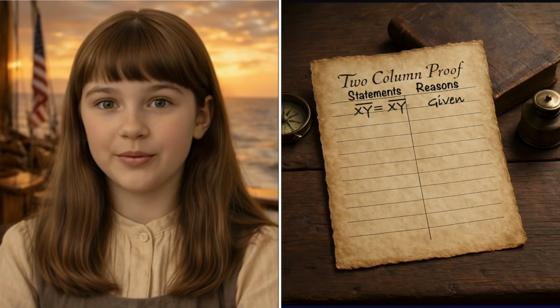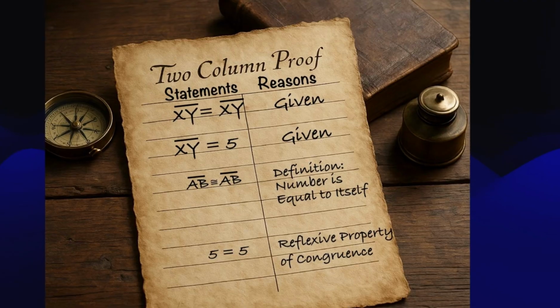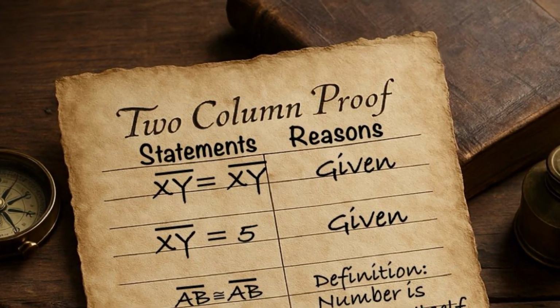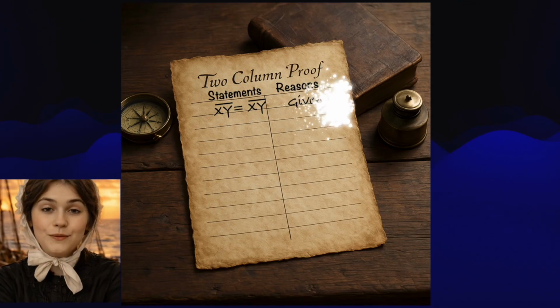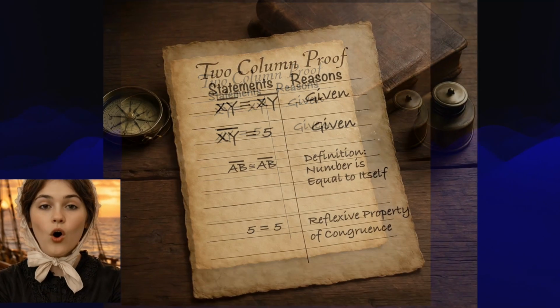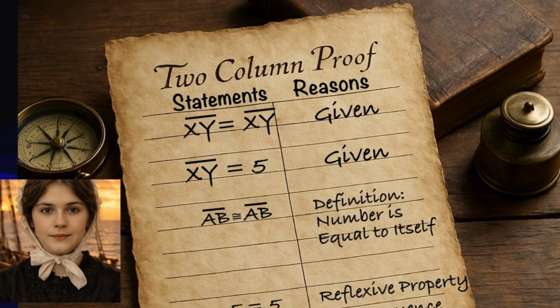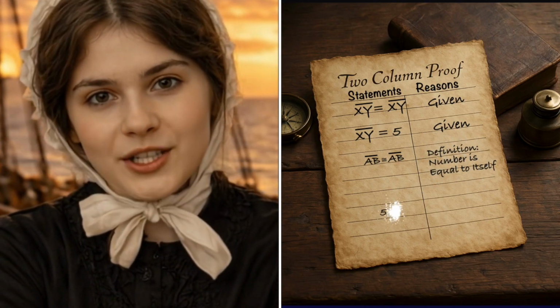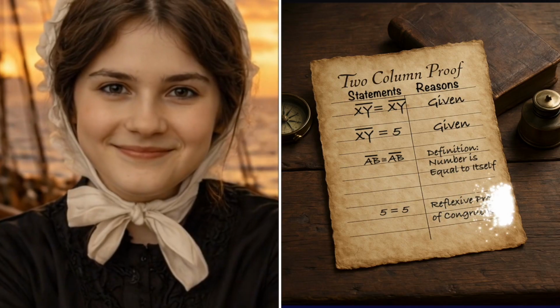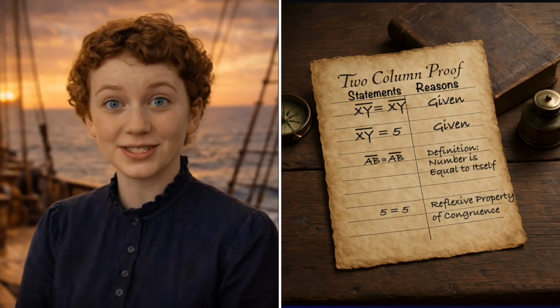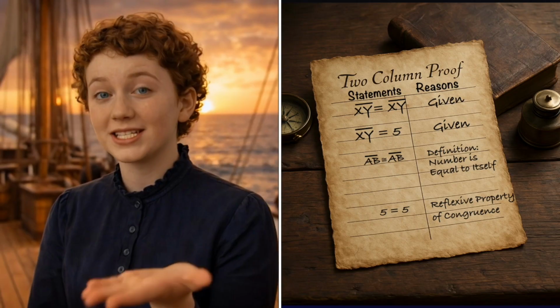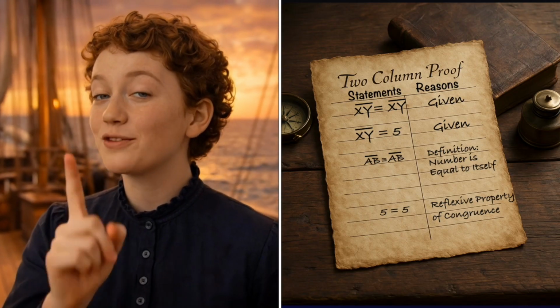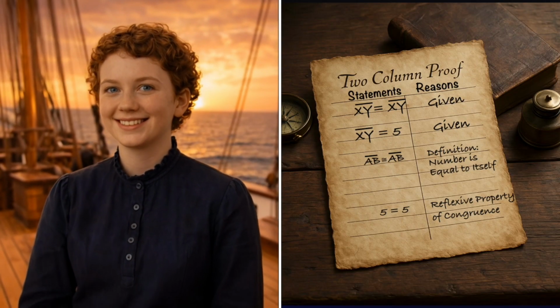Look at the proof. Step 1. Segment XY equals segment XY. That is given. Step 2. X equals 5. Also given. Step 3. Segment AB is congruent to segment AB. A number is equal to itself. Step 4. The final step. The number is equal to itself. That is the reflexive property of congruence.